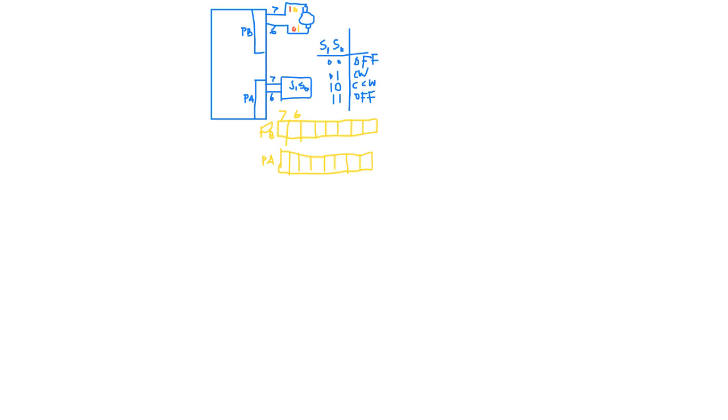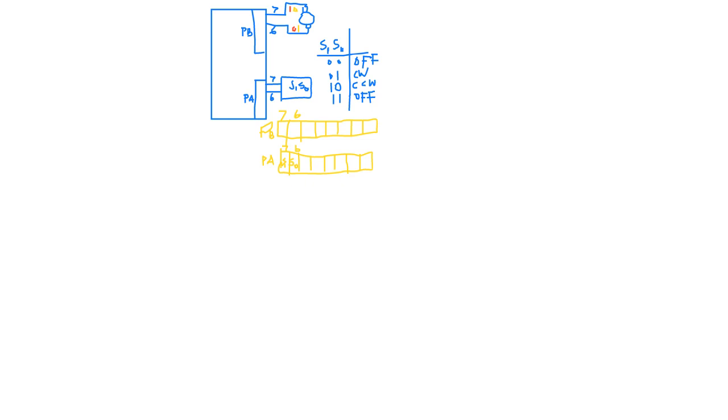So this is 7 and 6. So 7 is S1, for example, and 6 is S0, for example. Okay, so this is about that.